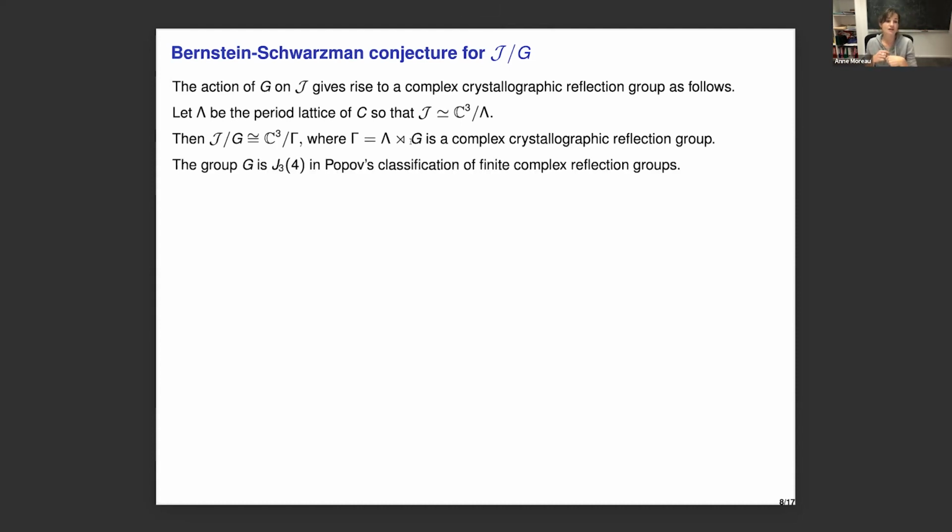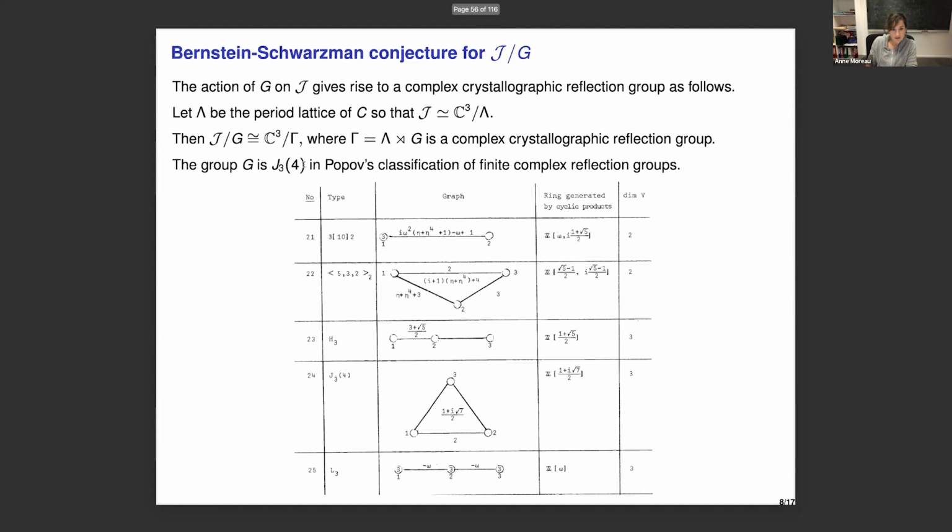And in fact, G appears in Popov's classification of finite complex reflection groups as G_{3,4}. So here is a fragment of Popov's classification, and you see the number 24 is our group. And it can be described in terms of some complex root system. And in the fourth column, you find the lattice. It's not exactly our lattice, because our lattice is of rank 3, but it is essentially the cube of this lattice, and 3 is the dimension of our vector space.